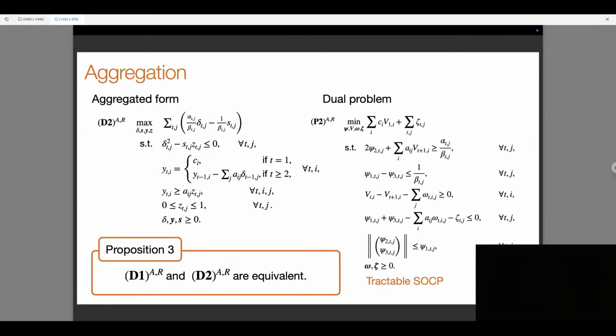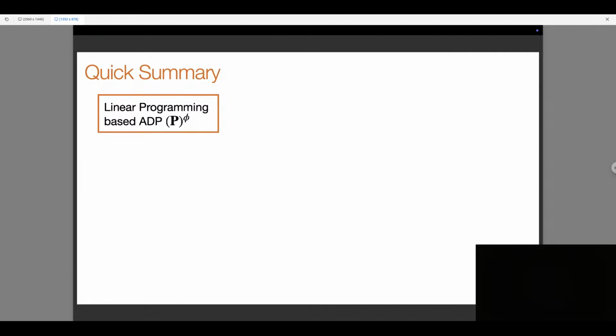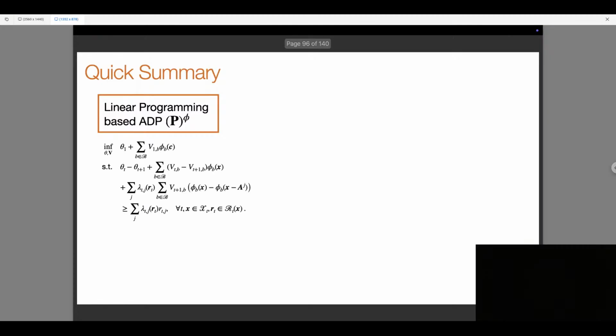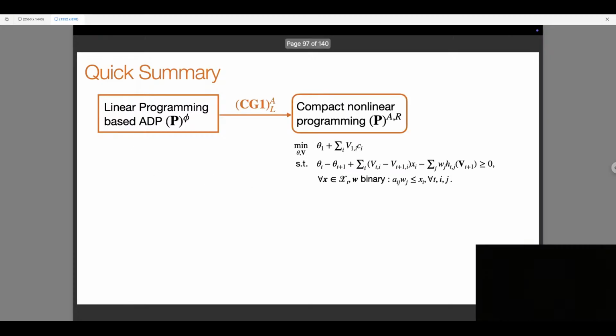So till now we have already introduced all the accelerating methods for the original problem. Let's go with a quick summary. We start in this section with a linear programming based ADP, and starting from the CG1AL, we write the compact nonlinear program PAR in this form.